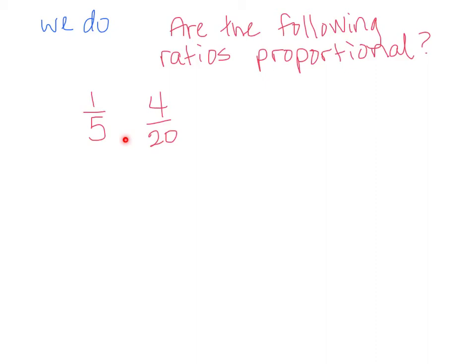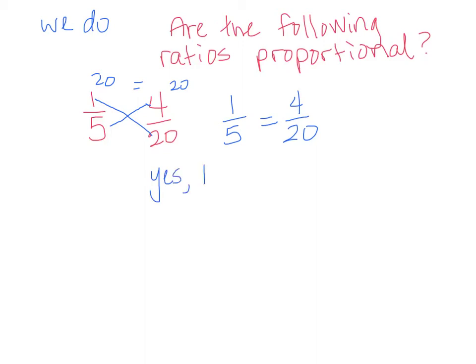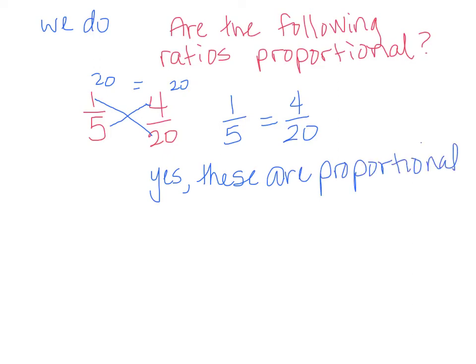But in my opinion, the easier way is to multiply those crosses. 5 times 4 is 20, and 20 times 1 is 20, and 20 is equal to 20, so I can say that 1/5 is proportional to 4/20. So I would just use the equal sign to represent that it's proportional. And yes, these are proportional, meaning they have a matching relationship with each other.